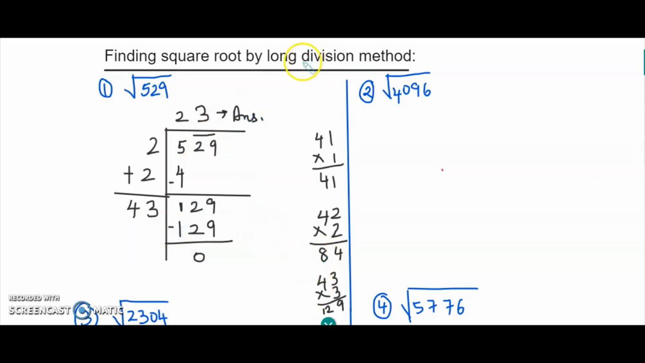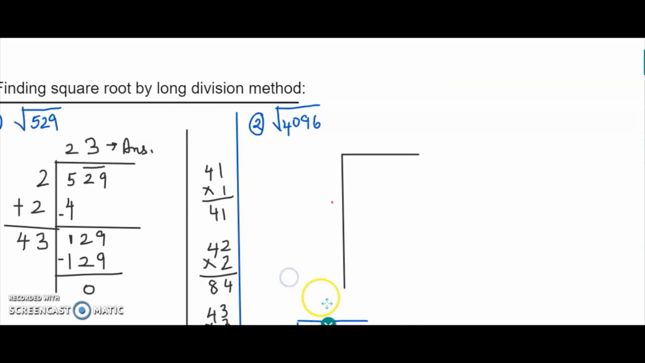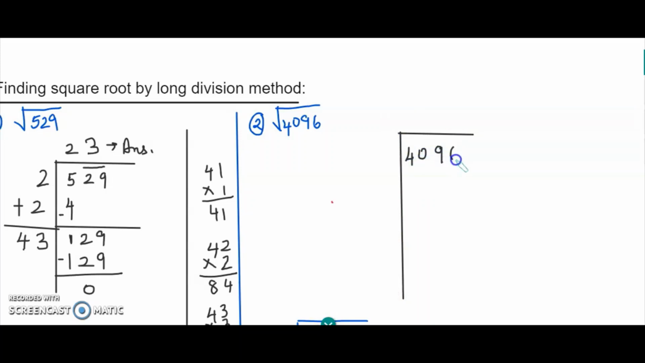Okay. Let's do the next one. Again, first place it in a long division method. Okay, I'll go a little bit to the right side. Let me place it a little bit above because we need space. Now write the question 4096. Start pairing from the units place. Units and tens, one pair. Hundreds and thousands, second pair.